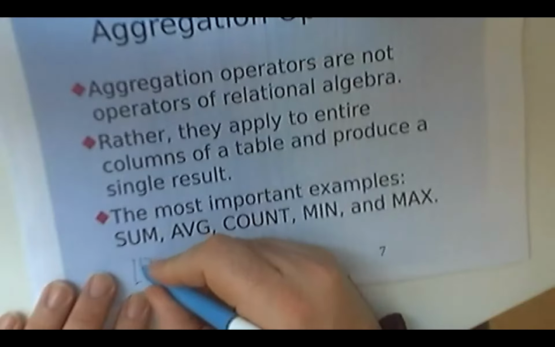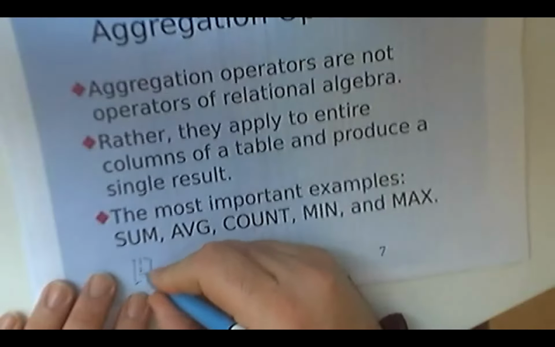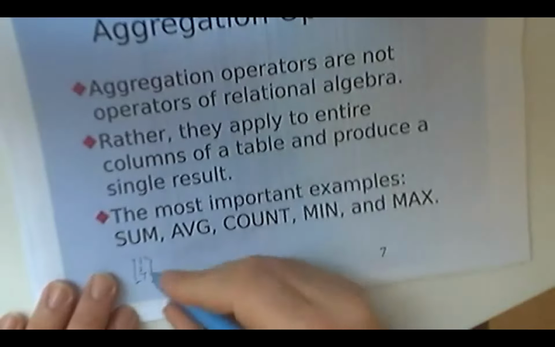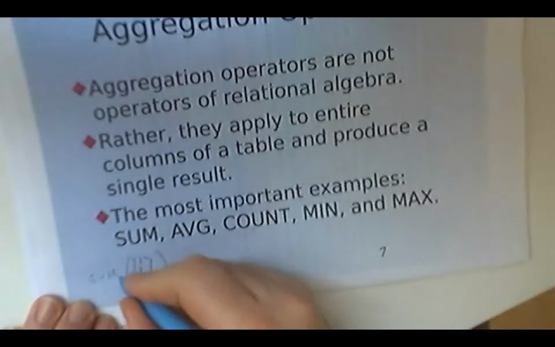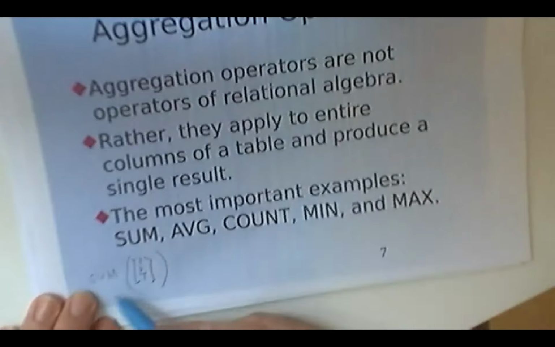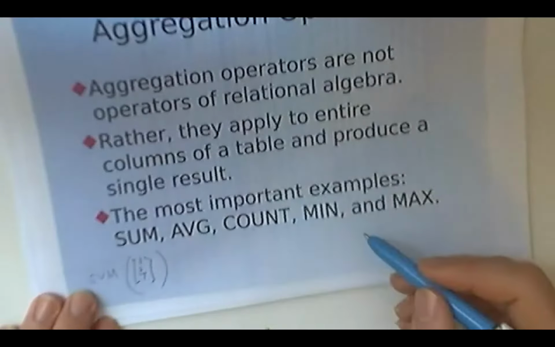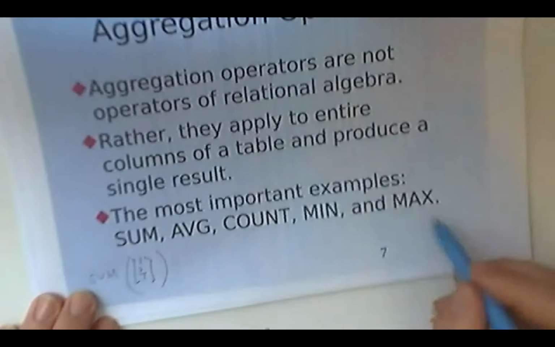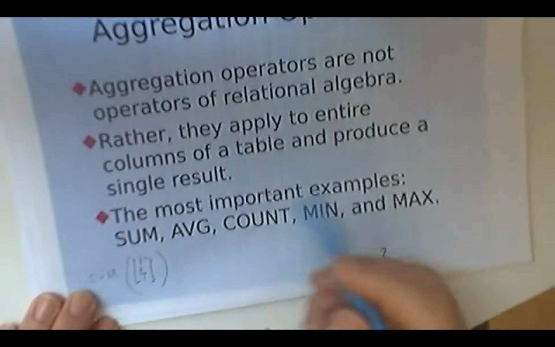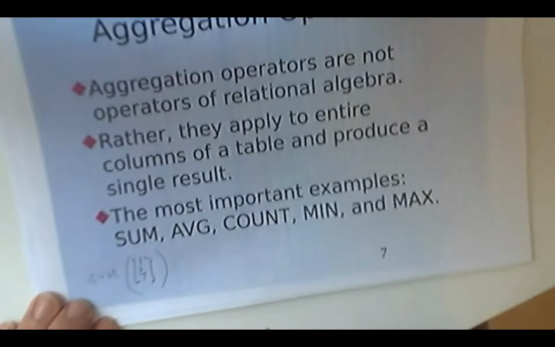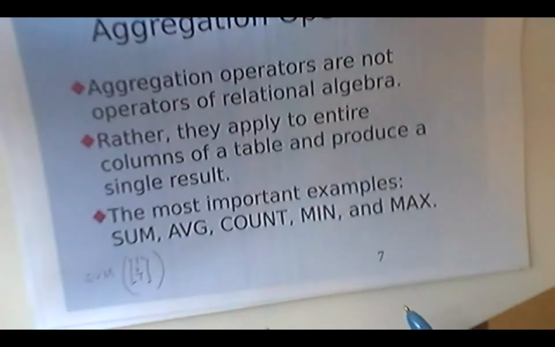So if I put in 1, 2, 7, that is the kind of thing that can go into a sum, or an average, or a count. There are 3 of them. A min would be 1. A max would be 7. Sum would be 10. The average, well, what is the average? 3.33.